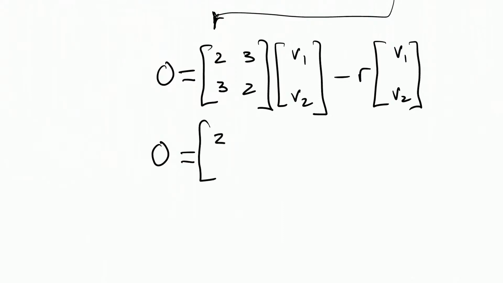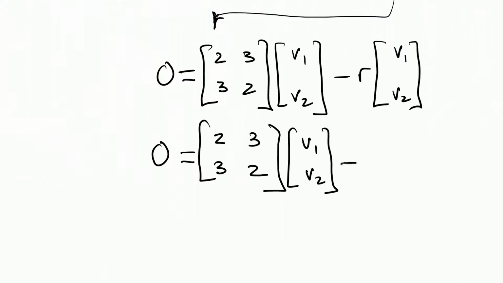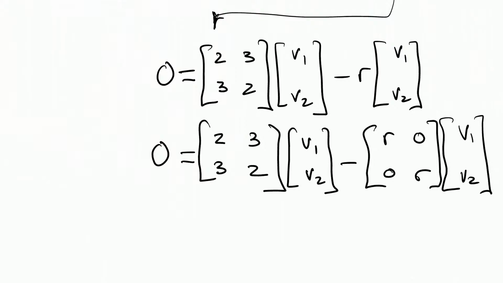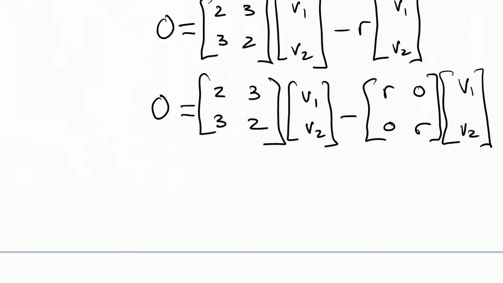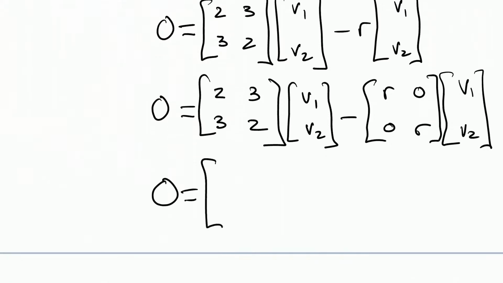So let's do that. 2, 3, 3, 2 times v1, v2 minus this r, 0, 0, r. If I rewrite that like that, I know you're thinking that came out of magic. It just turns out that if you multiply this times this, you get the same thing as if you multiply this times this. So r times this is rv1, rv2. This times this, rv1, rv2. It's the same thing. Okay, so we're almost there. So 0 should equal this, 2 minus r. Now I can combine these two matrices. 3, 2 minus r, and then the v1, v2.